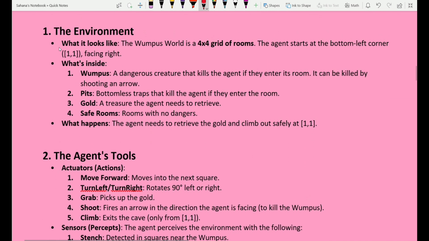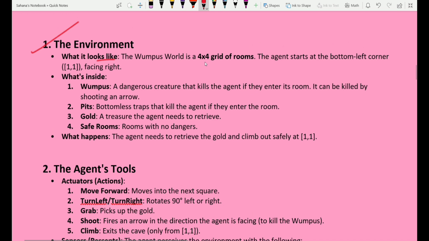First we'll look at what the environment looks like. The Wumpus World is a 4x4 grid of rooms. What is the Wumpus World? It looks like a 4x4 grid of rooms.